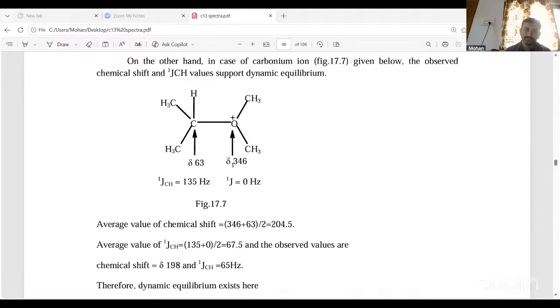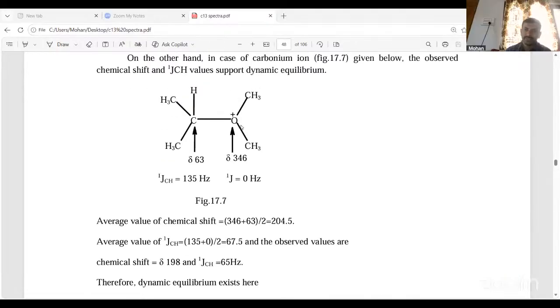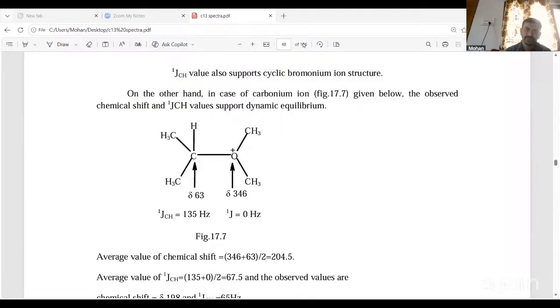And one more example here is the same. Here, actually, this is not oxygen. This is carbon only. So make the correction here. This is carbon only.